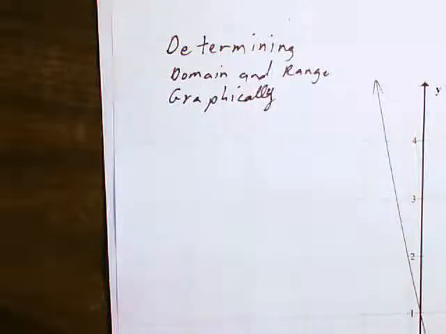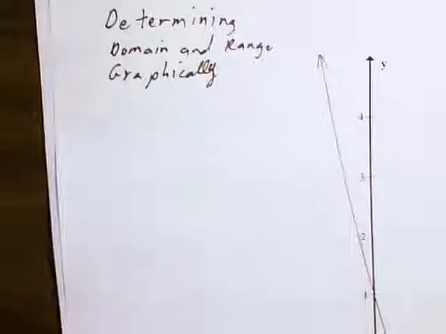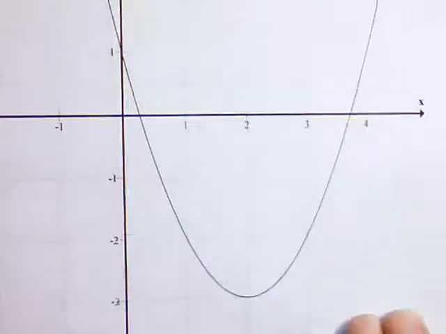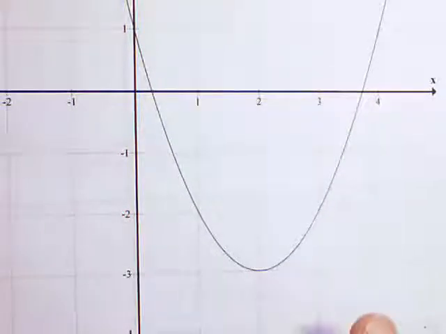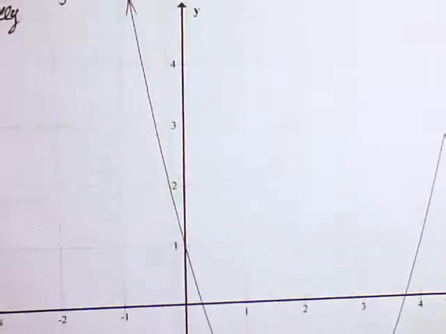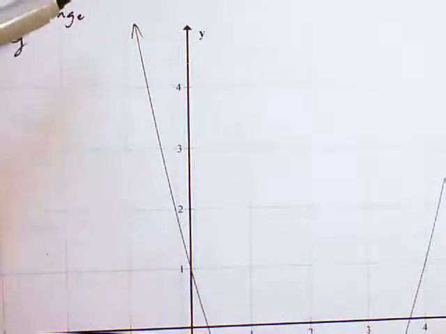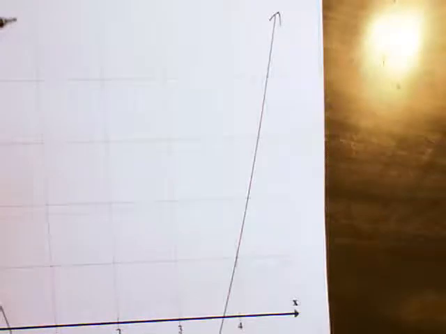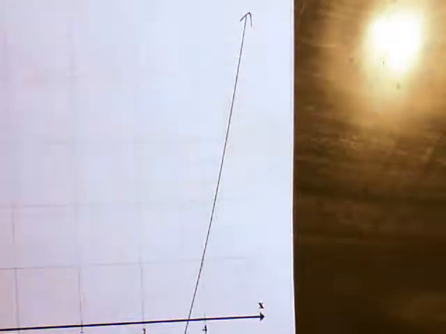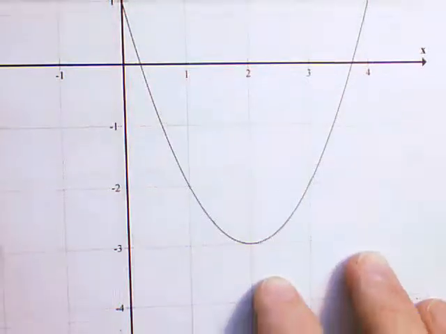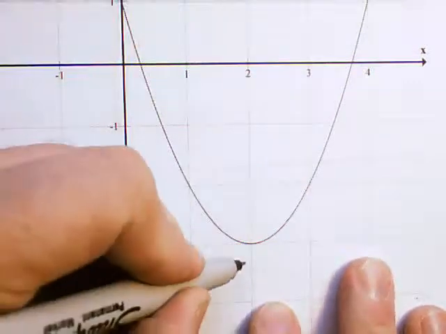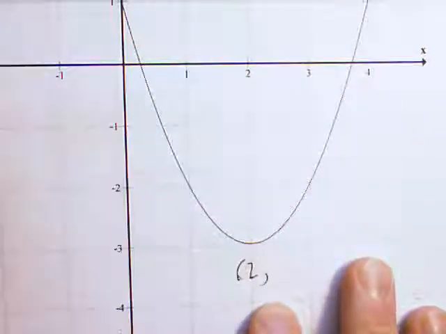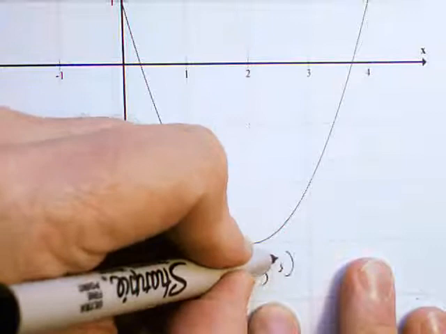Determining domain and range graphically. Here we have a parabola. It goes off in this direction forever, and it goes off in this direction forever. It has a vertex at (2, -3).